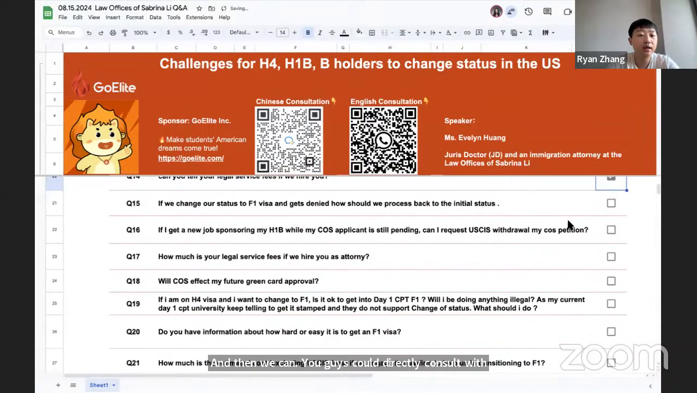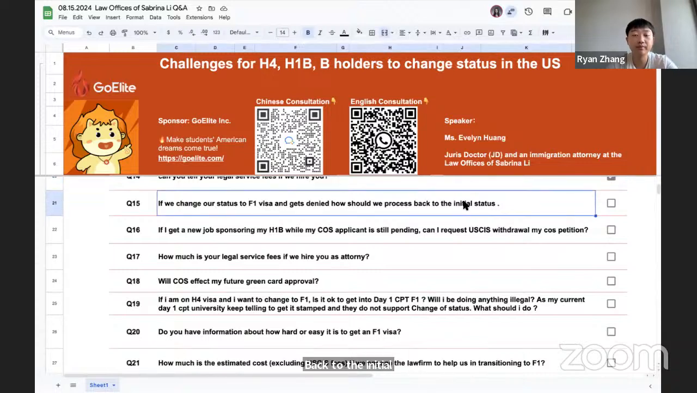Let's go on. If we change our status to F1 and get denied, how should we process back to the initial status, or should we process back to the initial status?